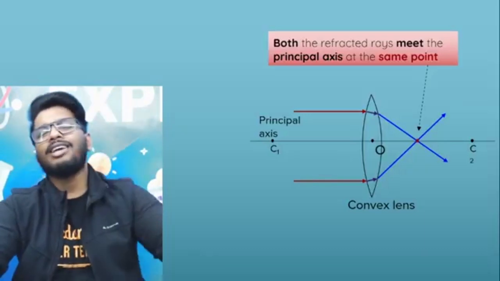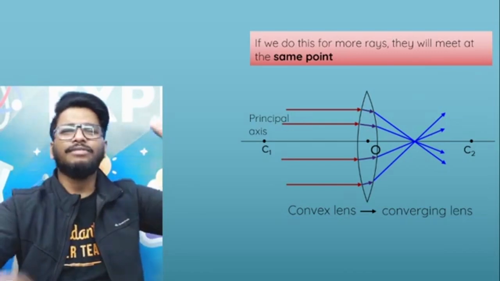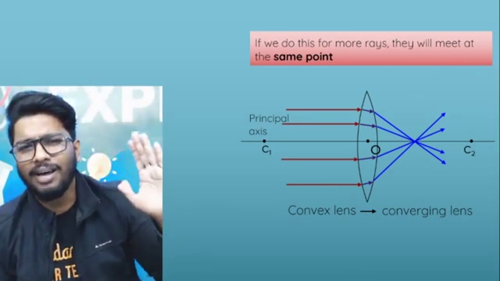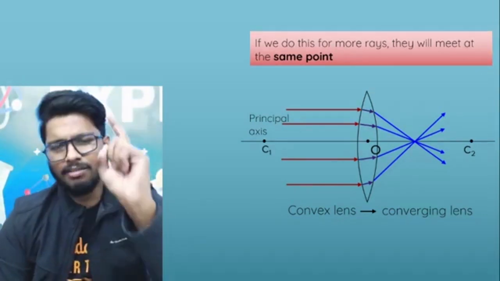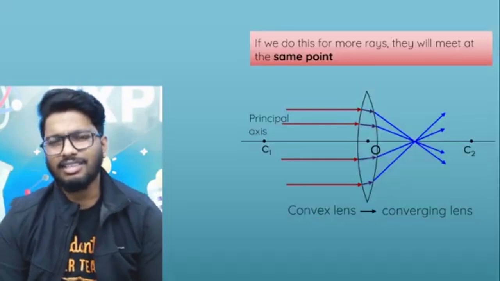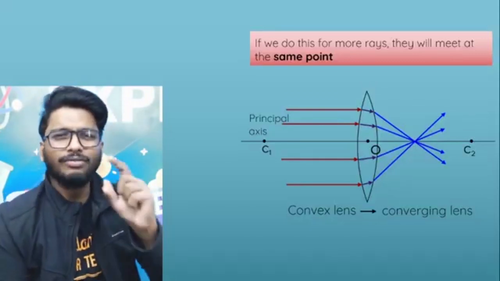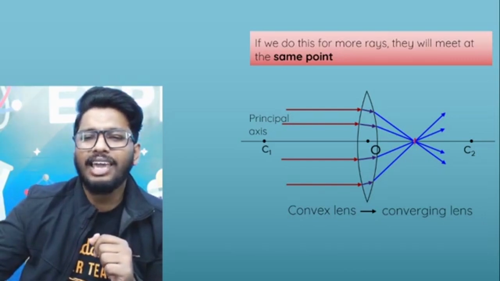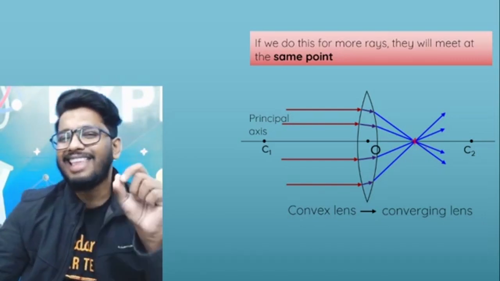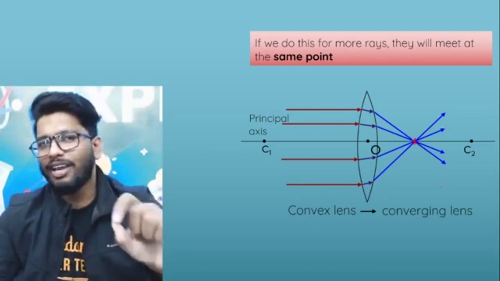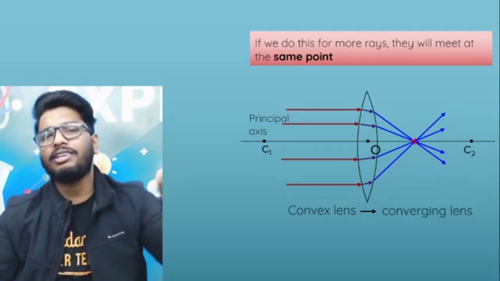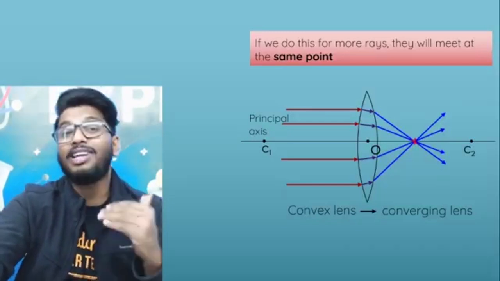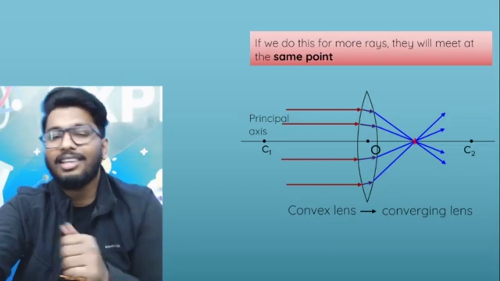You take n number of rays like this, 10, 20, 30, 40, 50, 100, 200, however many rays of light you take. If all of those rays of light are parallel to the principal axis and coincide on the refracting surface of the lens, all of them, undergoing refraction, will end up meeting at the exact same point. And that point where those rays of light meet after refraction is called a focus. That is called the focus of a lens.